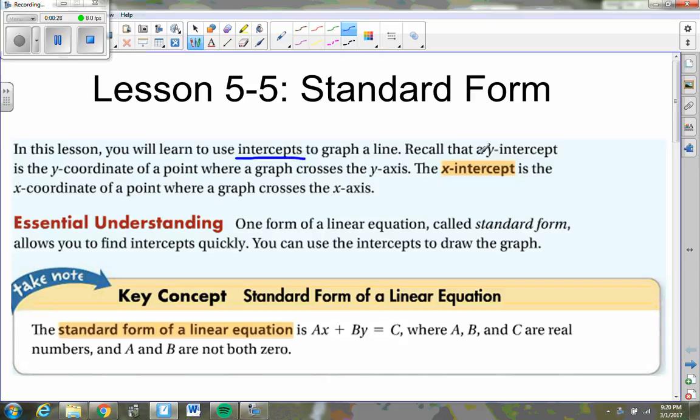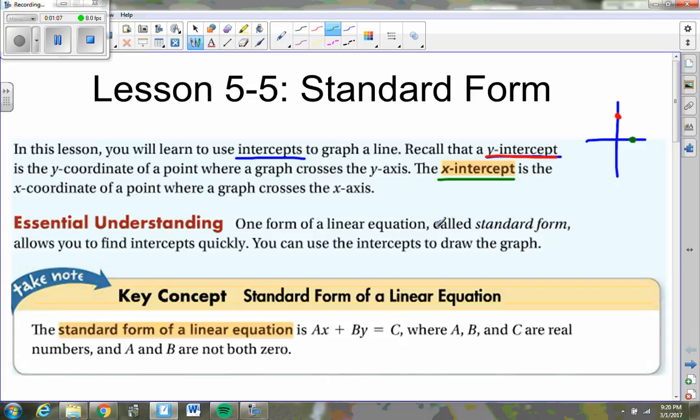We've already talked before about what a y-intercept is. A y-intercept is where my line crosses the y-axis, so it would be a point like this that's right on that y-axis. In this section, we're also going to learn about x-intercepts, which is exactly the same idea, except that's a point where my line crosses the x-axis, the left and right one. It's the x-coordinate of a point where the graph crosses the x-axis.